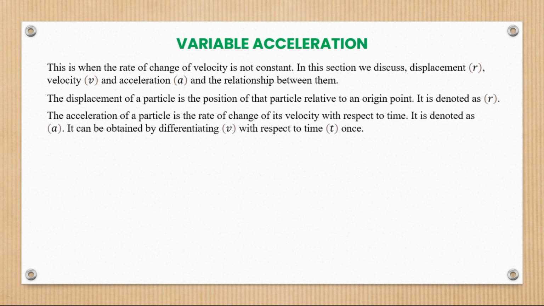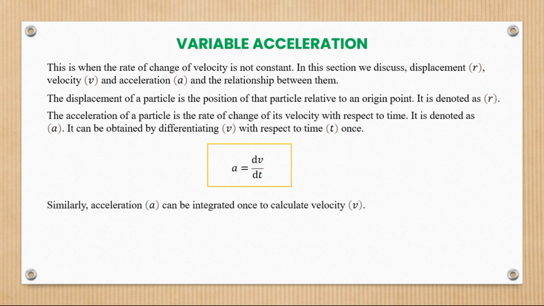The acceleration of a particle is the rate of change of its velocity with respect to time, and it is denoted as a. It can be obtained by differentiating v with respect to time t once. So this is the way we can get acceleration: a is equal to dv/dt. That's one way of finding acceleration. Similarly, acceleration a can be integrated once to calculate velocity v. So we can have v being equal to the integral of a dt, as you can see right there.